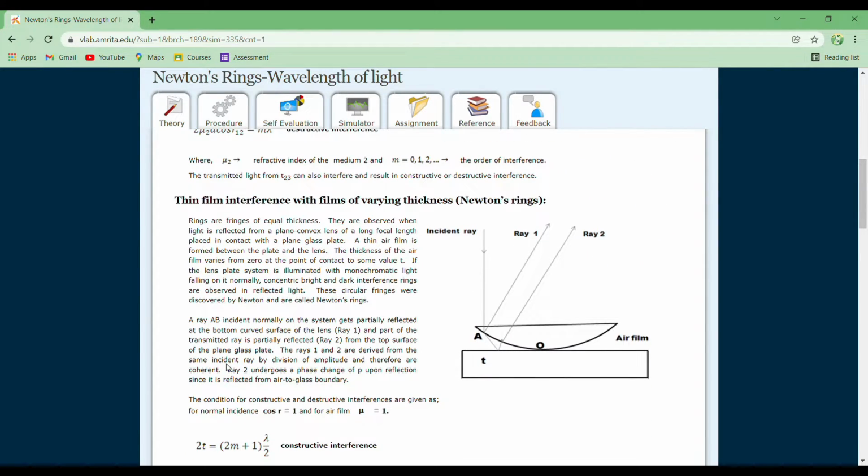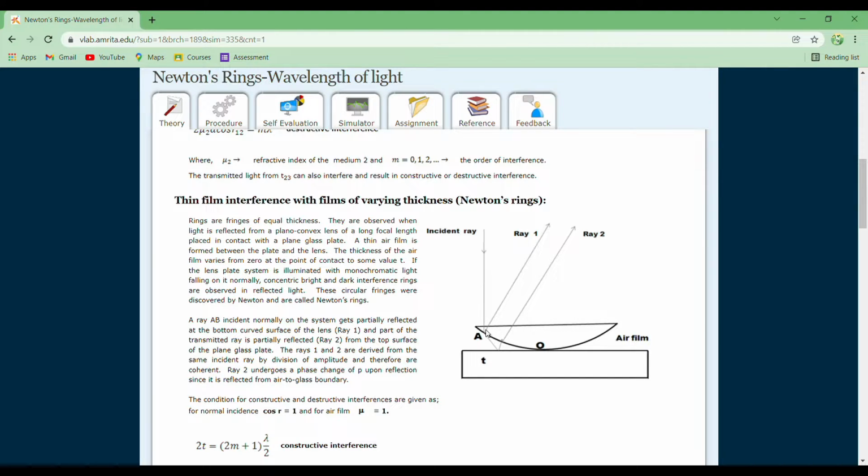Now we have to study Newton's ring, that is, how these rings are formed. In this we need a light source which will emit light rays perpendicular. Our setup contains a parallel glass slab and one plano convex lens. The thin film used here is an air film, the air between this plano convex lens and this glass slab. The incident ray falls on this plano convex lens.